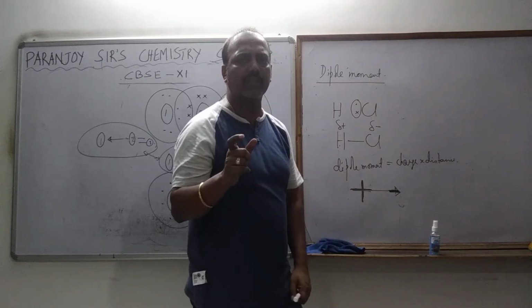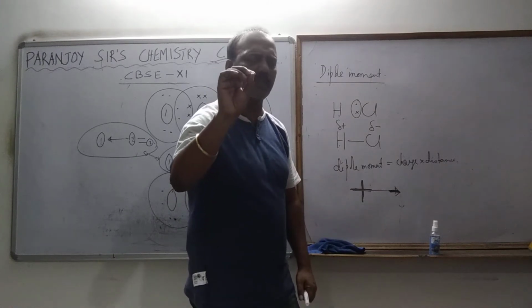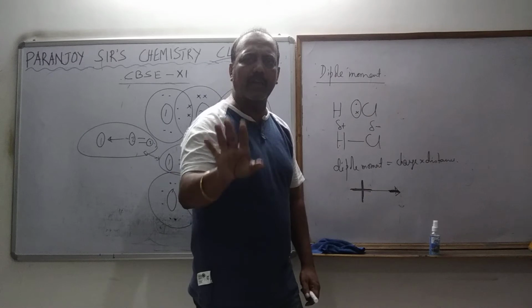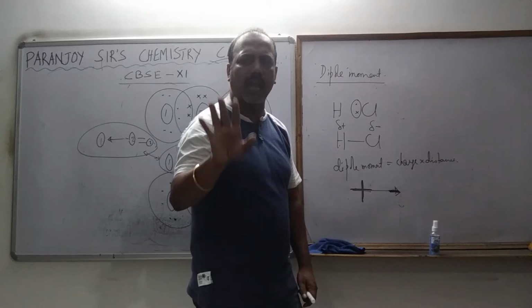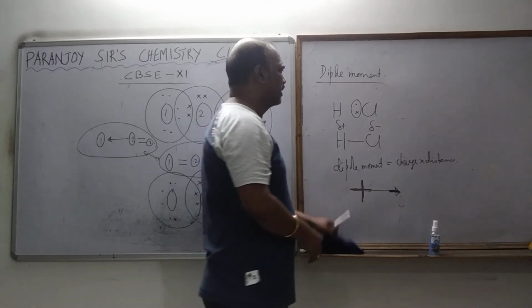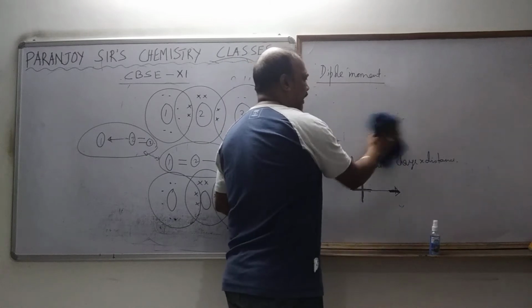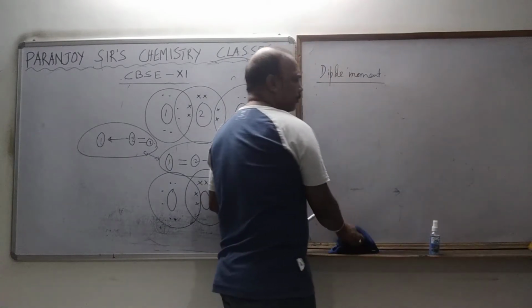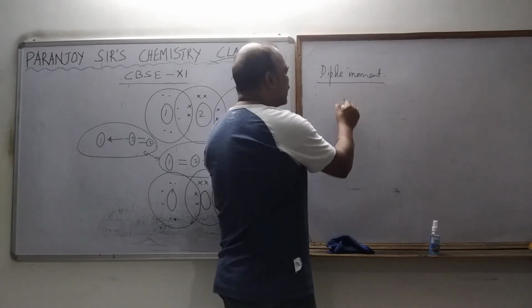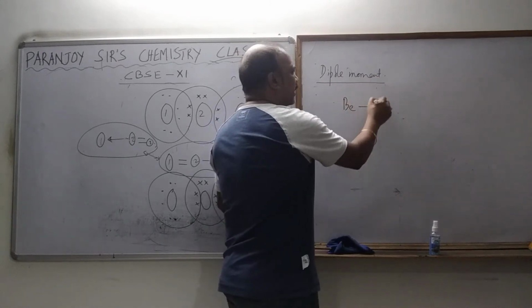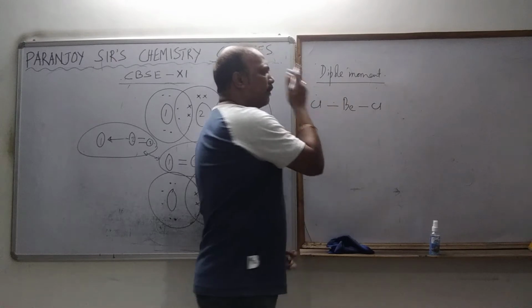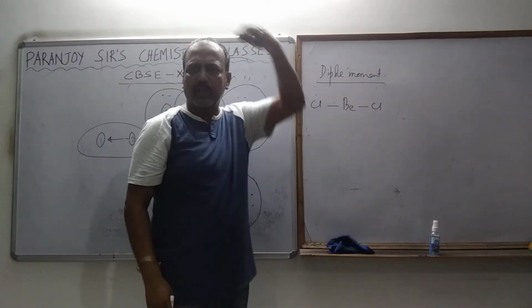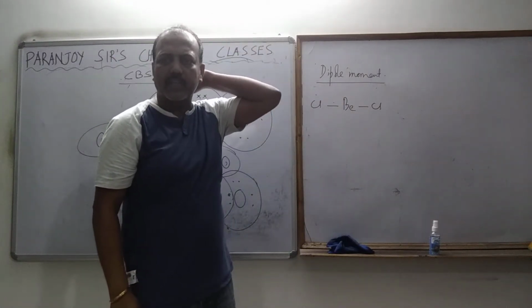I'm going to take just two examples: beryllium chloride, BeCl2, and H2O, because you know them already. BeCl2. Is this the structure of BeCl2? Tell me, is it linear? We have seen that it is linear.